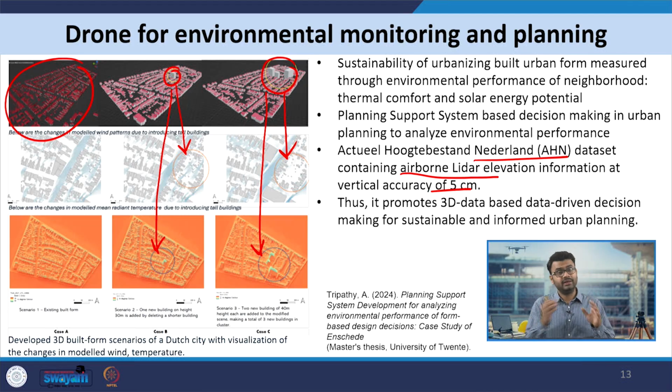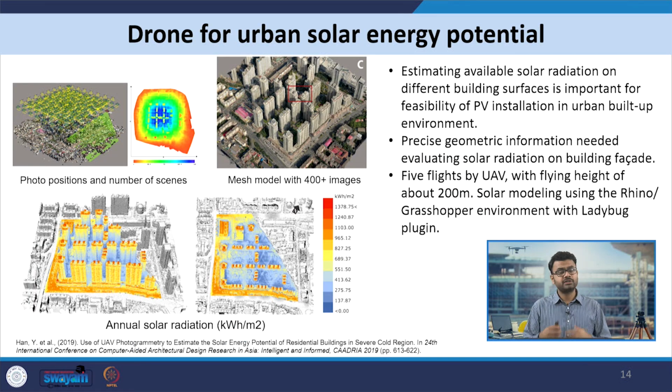Also, if winds increase or decrease, that also affects the dispersion of air pollution. For example, if the winds decrease, then that may mean air pollution will get stagnated over there, and so on. So this kind of analysis or application promotes 3D data-driven decisions which make for sustainable and informed urban planning. Then drones can also be used for urban solar energy potential.